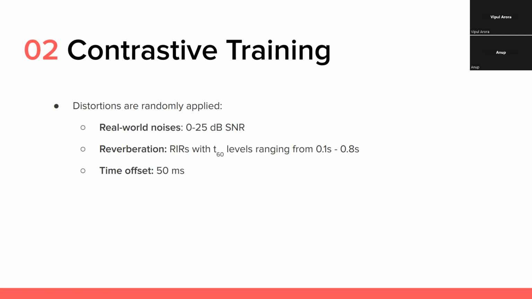For noise, we consider adding noise in the range of 0 to 25 dB. In the case of reverberation, we take room impulse responses which have a T60 label in the range of 0.1 to 0.8. The higher the value, the higher the reverberation in that RIR, so the more reverberant the acoustics will be.